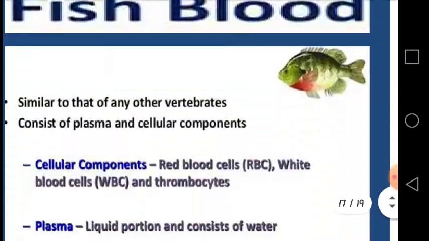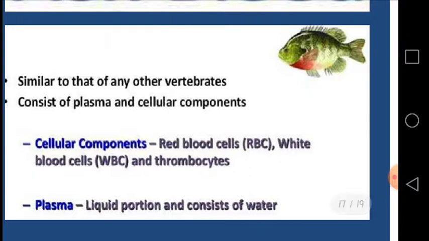Dear students, the blood of the fish is similar to that of other vertebrates. It consists of plasma and cellular components. The cellular components contain the red blood cells, white blood cells and thrombocytes, and the plasma is a liquid portion and consists of water.